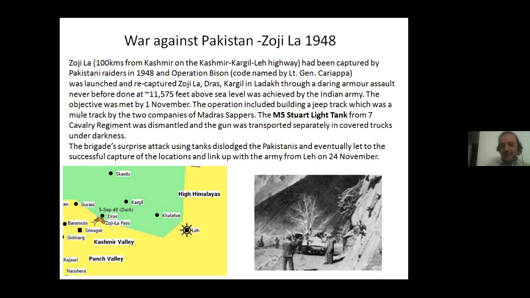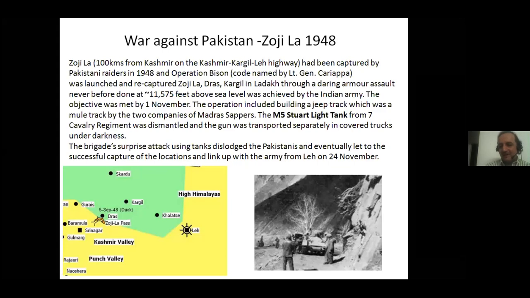It's an operation where they move the tank in parts, in trucks, undercover in the night. And what's more important is, how do we get up to that pass? So the Madras Sappers come into play here. They do a fantastic job of converting a mule traverse track, which is rocky terrain, into a track that is portable by a jeep.